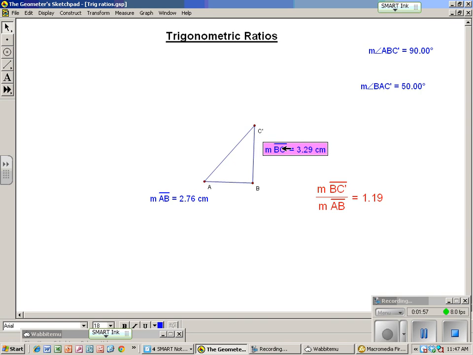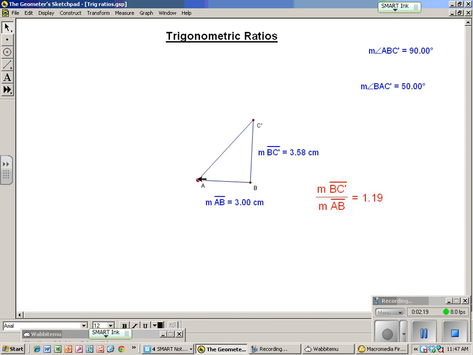Now I'm just going to compare side BC and side AB. That's this ratio: the measure of side BC divided by the measure of side AB. So for that given angle measurement A, the 50 degrees, in this right triangle, as I move this triangle around, watch that ratio. You can see the side lengths are changing, but that ratio between those two sides has not changed one bit.